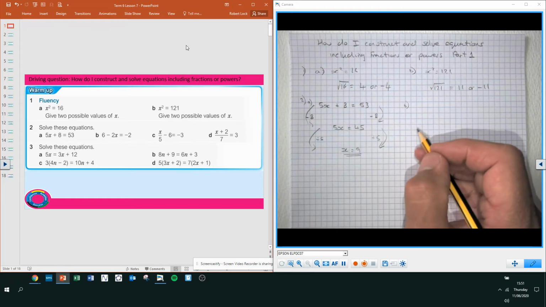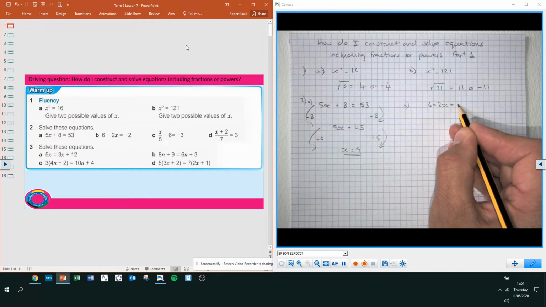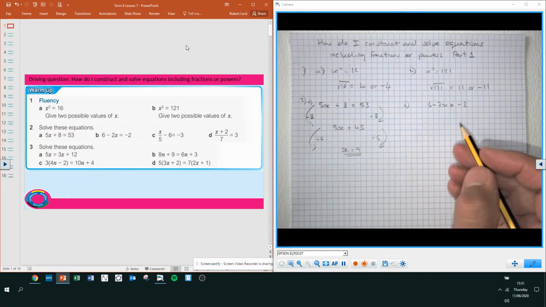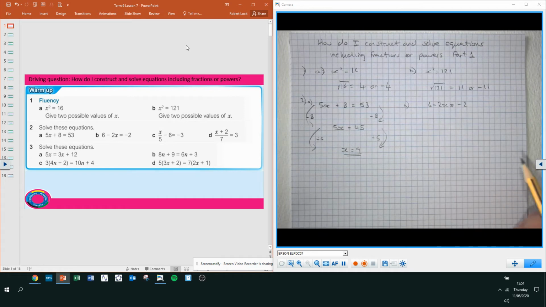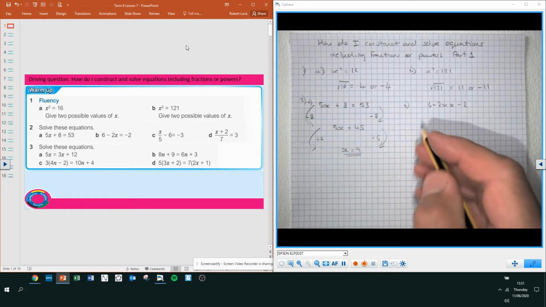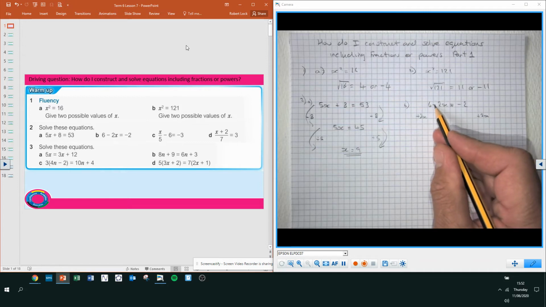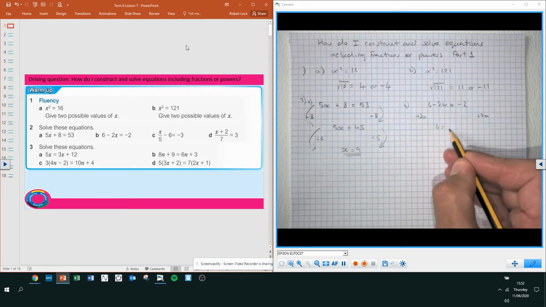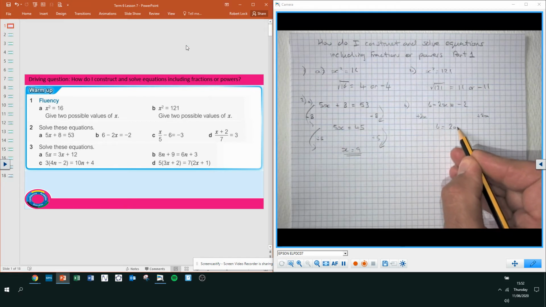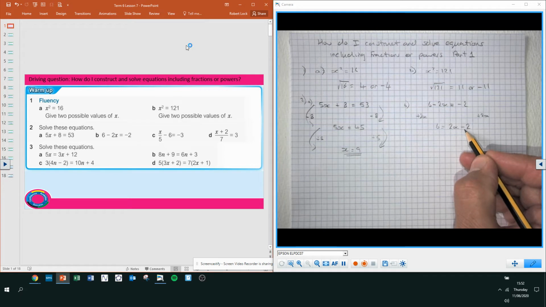B. 6 minus 2x equals minus 2. We'd love to keep the letters themselves positive. So if we add 2x to both sides, minus and adding makes nothing, so 2x disappears from this side, so we end up with 6 equals 2x minus 2. 2x appears on that side. And if we get rid of the minus 2 this side, we add 2 to both sides.